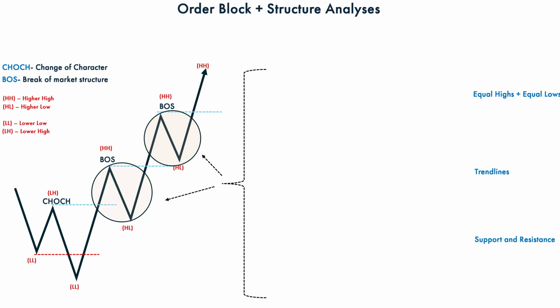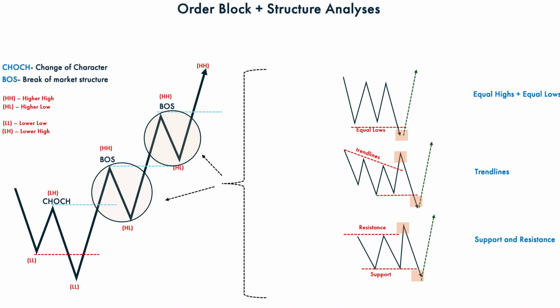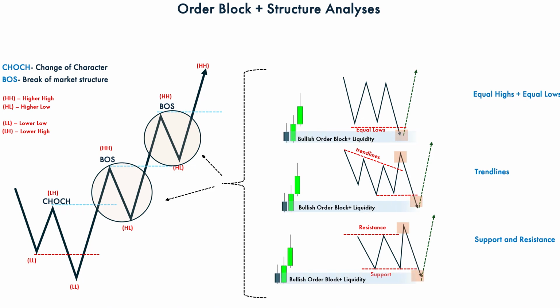But here's the truth. Smart money doesn't just look at structure. They look inside the structure, at what's beneath the surface. Often, before an order block is respected, price will seek out liquidity first. That means clearing equal lows or highs, triggering stop losses, and liquidating retail positions, all before making the real move.